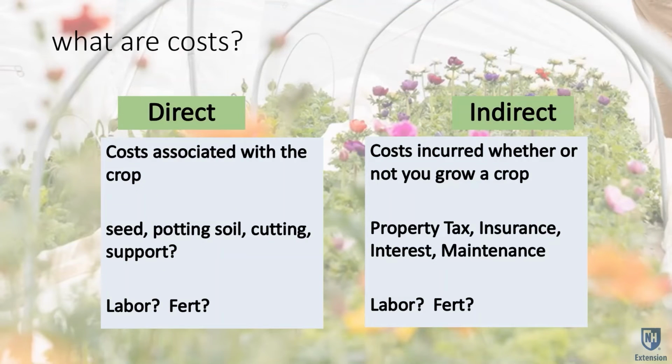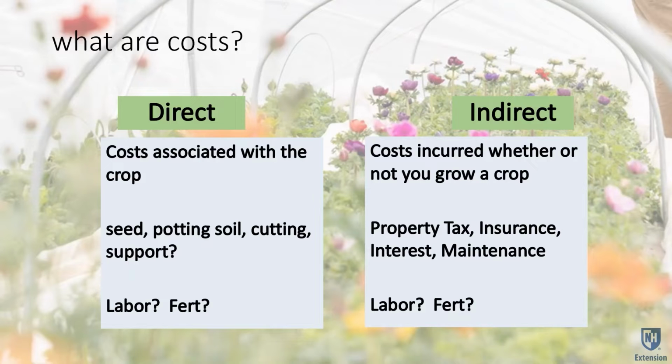So our first question is, what are these costs? We're going to break them up into two different types. We're going to talk about direct costs. Those are associated directly with that crop. That might be seed, any potting soil you might need, if you're taking cuttings, if you're buying plugs, perhaps the trellising or the support that you're using for it.